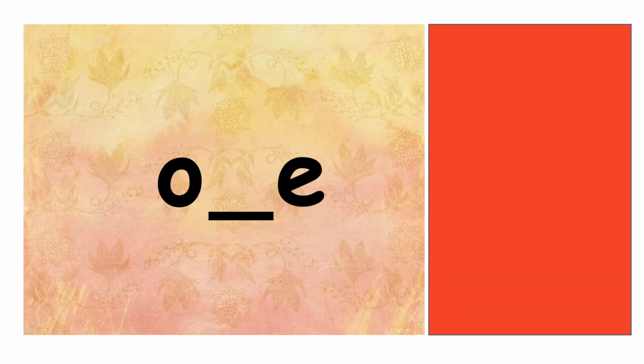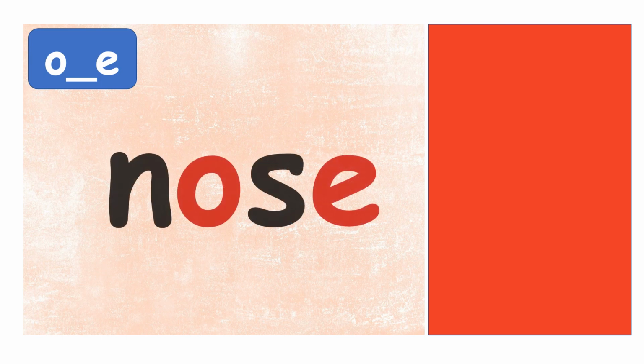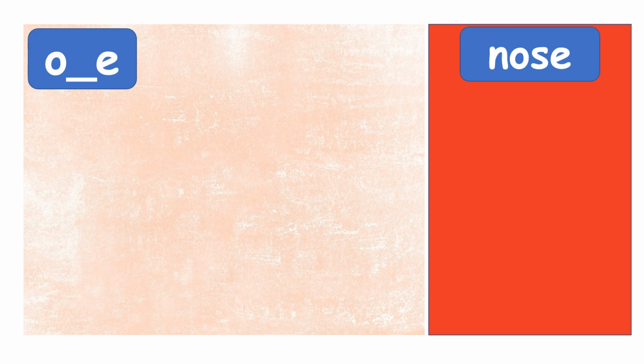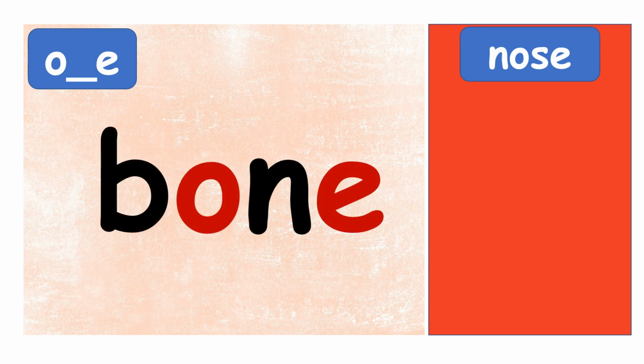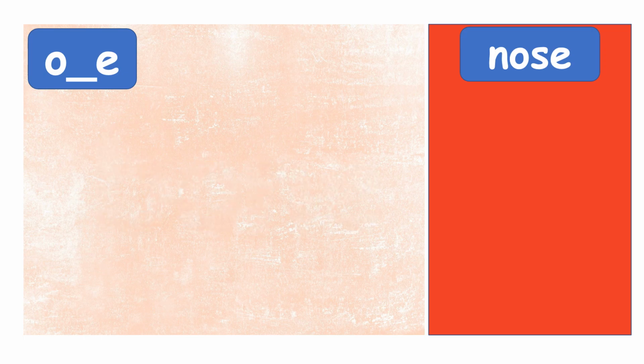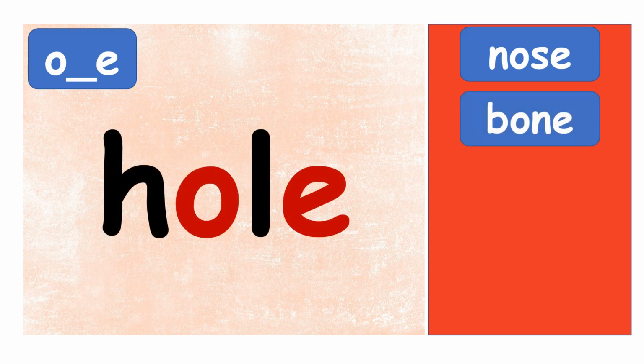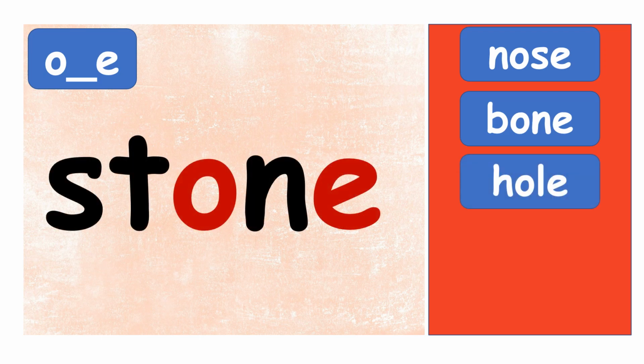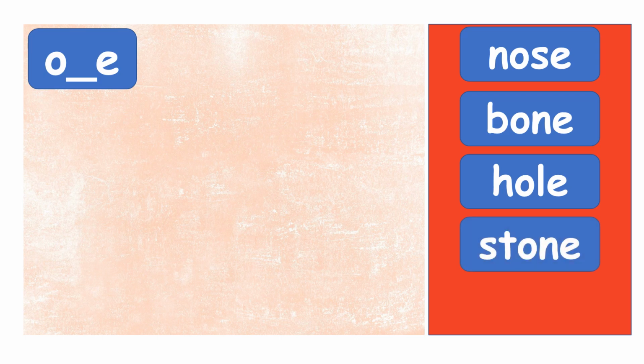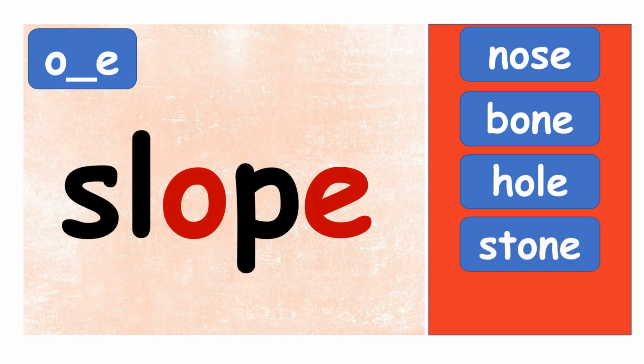When silent E is followed by a vowel O, it makes a sound O. OE makes a sound O. Examples: nose, bone, hole, stone, slope.